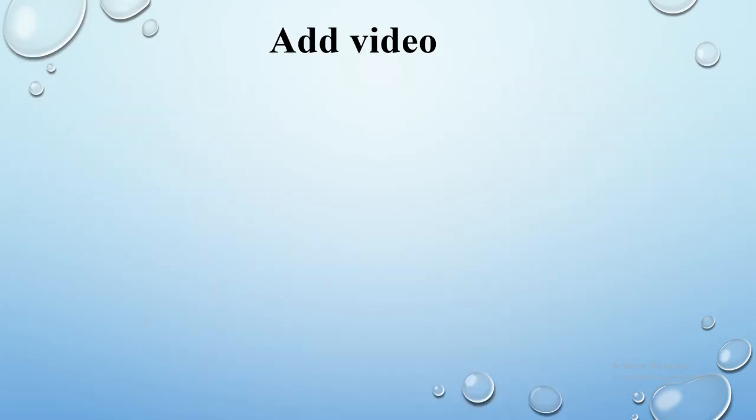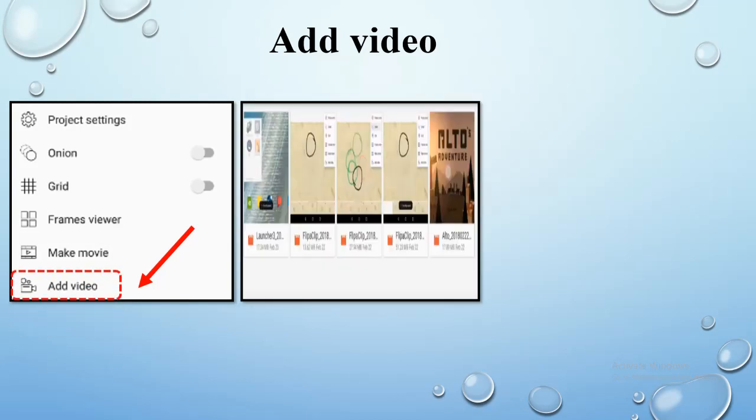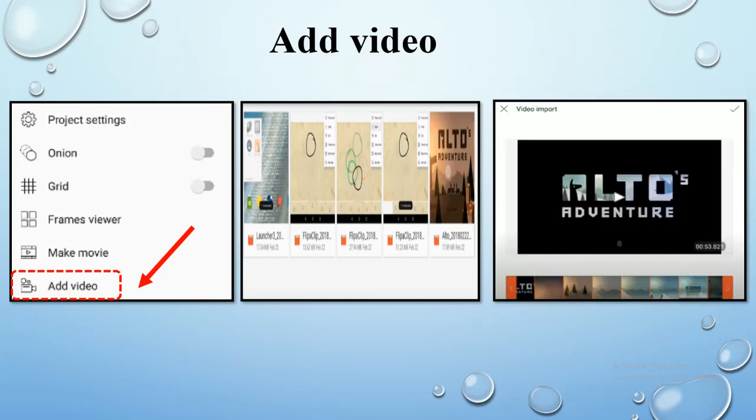Then add video. The add video option is also available. It is used to insert video in your animation. You just touch that add video option. Then it will take you to the videos portion that is available in your mobile. Then select the video as you wish.